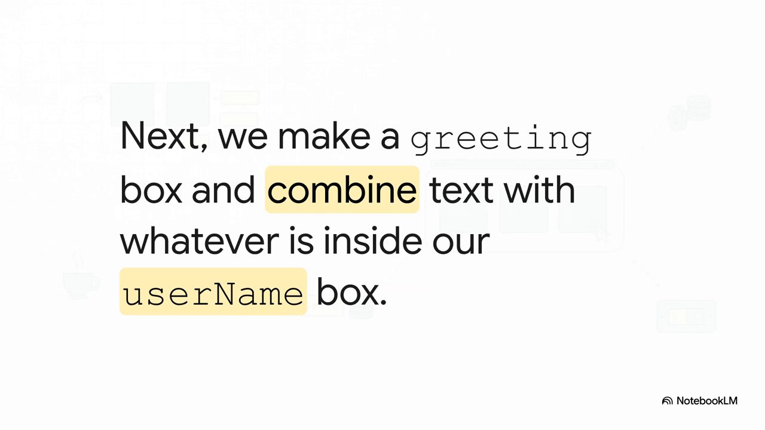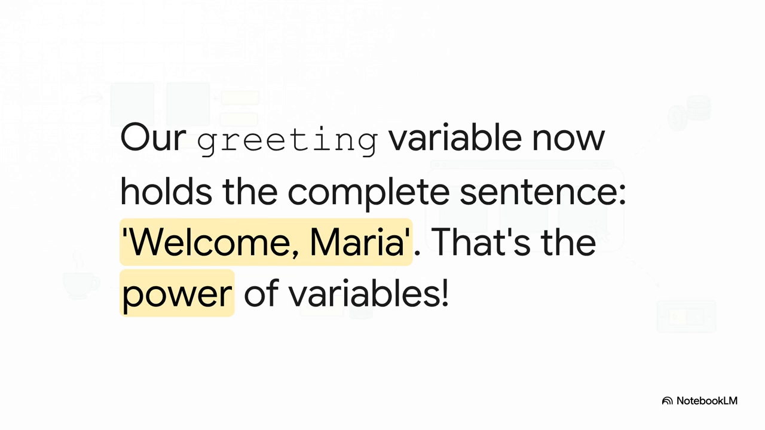Now for step 2, we're making a second box and we're labeling this one greeting. But what are we putting inside it? Well, we're taking the text welcome and then, and this is the cool part, we're adding whatever is inside the username box. The computer goes, okay, I need to check the username box. It looks inside, finds Maria, and sticks the two pieces of text together. And what's the result? Bam! Our greeting box now holds the complete sentence, welcome, Maria. See what we did there? We used one variable to help build another.